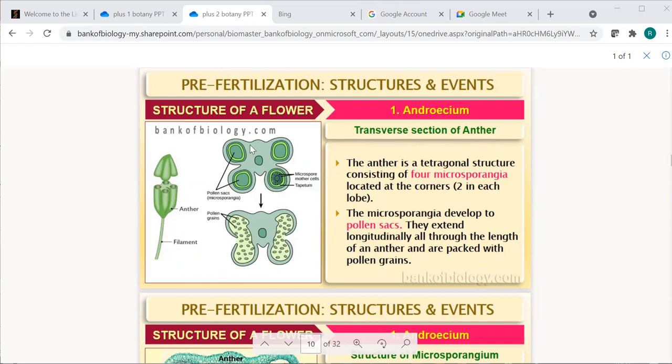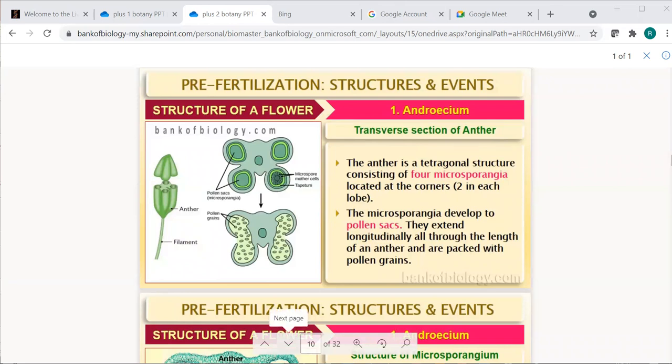Each lobe has two microsporangiae. In total, it has 4 microsporangiae located at the corner of anther. It develops into a pollen sac later on. Each microsporangium is covered by different protective layers, 4 different layers. Here also, for 4 microsporangia, it has 4 different covers.